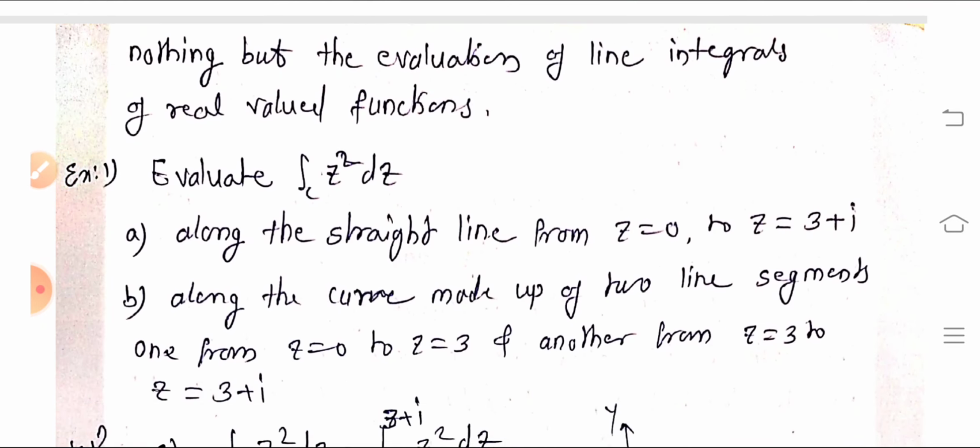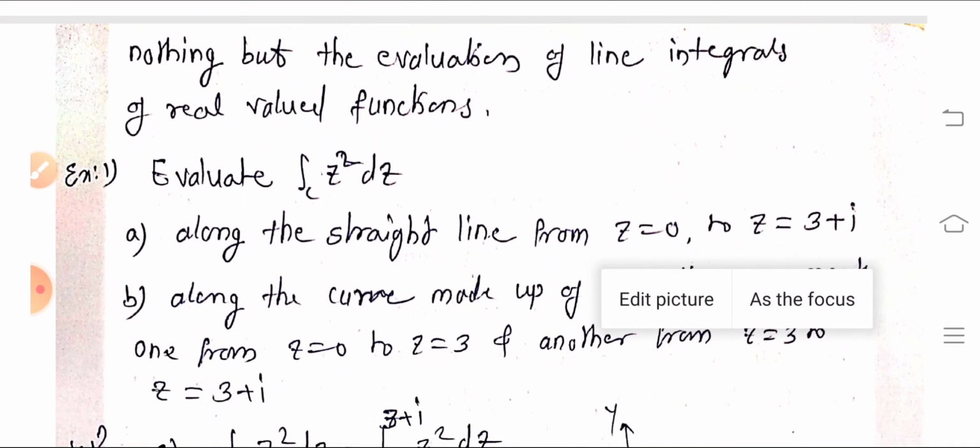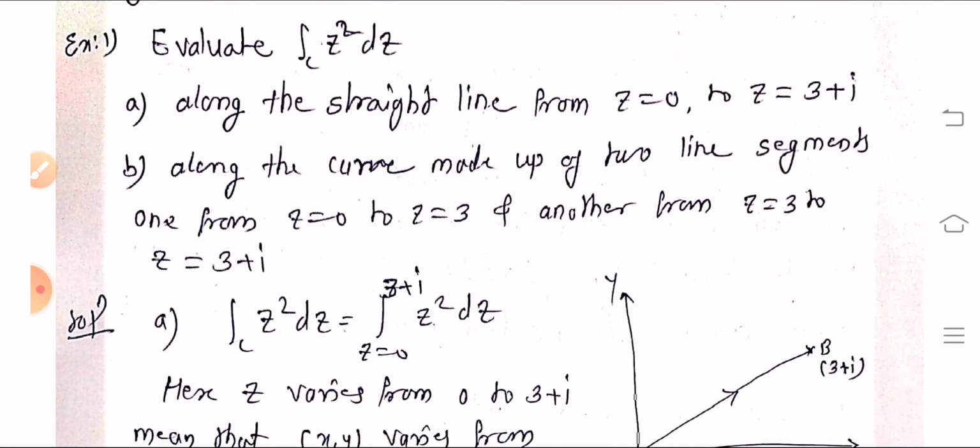Now we solve the examples. Evaluate integral over C of z square dz, (a) along the straight line from z equal to 0 to z equal to 3 plus i, and (b) along the curve made up of two line segments, one from z equal to 0 to z equal to 3 and another from z equal to 3 to z equal to 3 plus i.